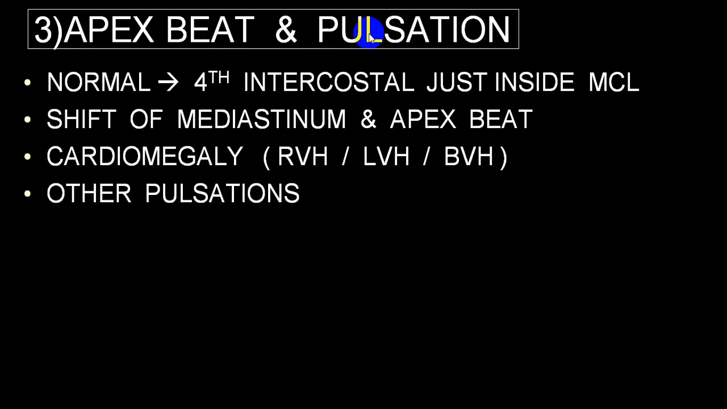Apex beat and pulsation we'll be discussing more in detail in cardiovascular system. In normal person, apical impulse is on the left side, fourth intercostal space, just inside the mid-clavicular line. But on inspection, we cannot make out. Only in case of a thin-built individual, particularly in a male, you will be able to make out very easily because it will be just below the nipple on the left side.